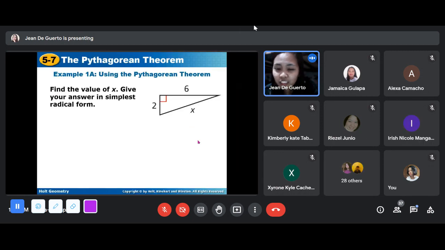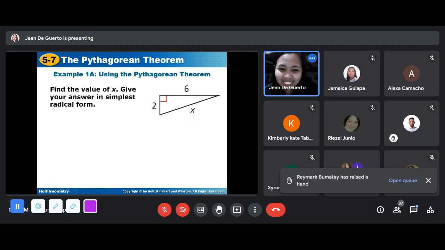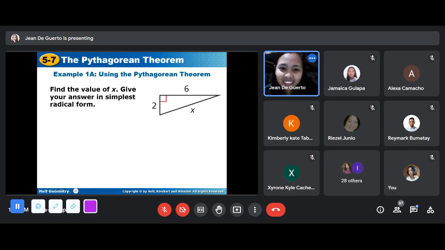Yes? Sino yung nag-raise ng hand? Hindi ko makita. Hypotenuse po, ma'am. Okay, so ayan. So using the Pythagorean theorem, how are you going to substitute the values, the given values?